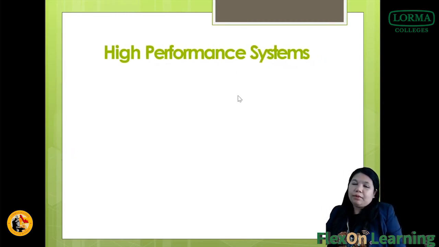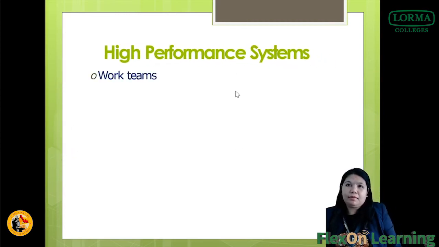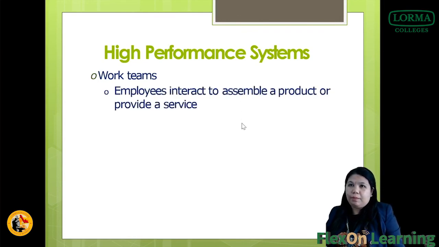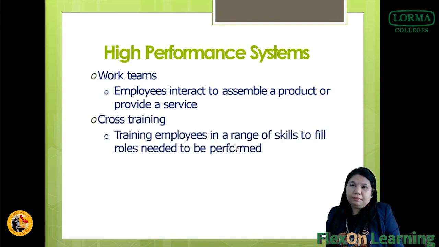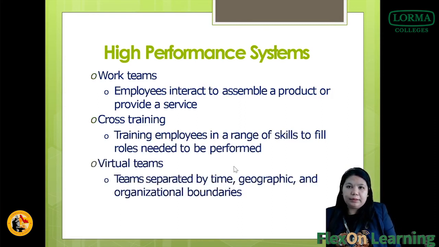Then we have the high performance systems. We have the work teams, where employees interact to assemble a product or provide a service. We have cross training, training employees in a range of skills to fill roles needed to be performed. We have the virtual teams, teams separated by time, geographic, and organizational boundaries.